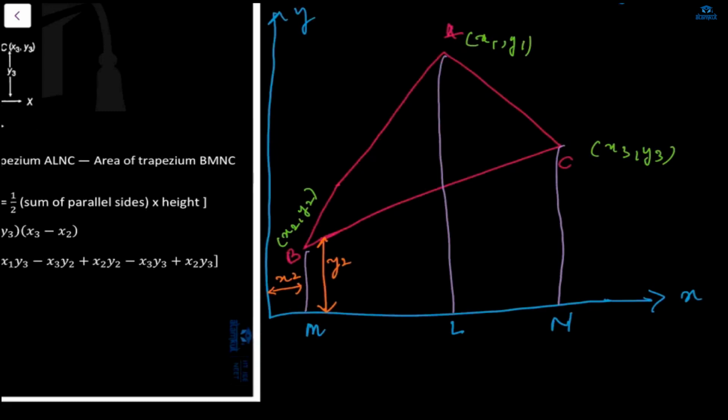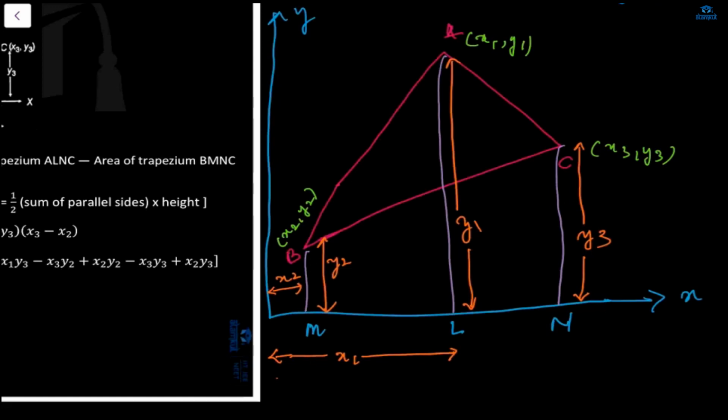Now, the value of A is x1, so this whole value will be x1 till L, and this whole value from here will be y1. Similarly, this value will be y3, and this whole value will be x3 till N. Now we have to find the area of triangle ABC.